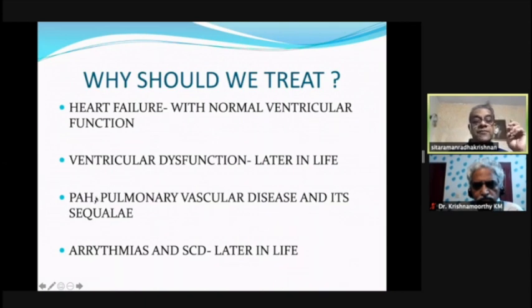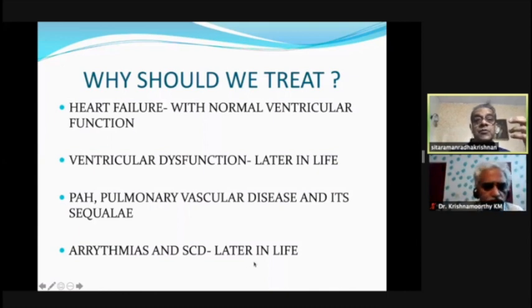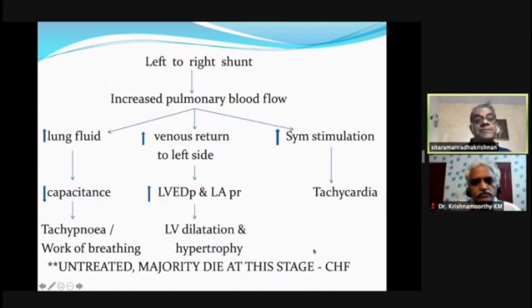And then, of course, a feared complication of pulmonary hypertension, pulmonary vascular disease, and the sequelae, which I will talk to you about in much more detail. And finally, if you leave it untreated, they develop cardiac arrhythmias. And it is said that sudden cardiac death is one of the most common causes of death in adult life in lesions which are left untreated during their lifetime.